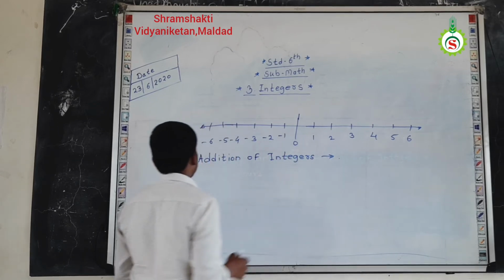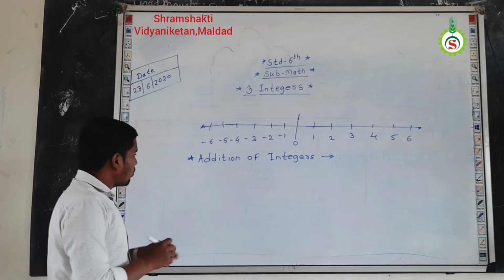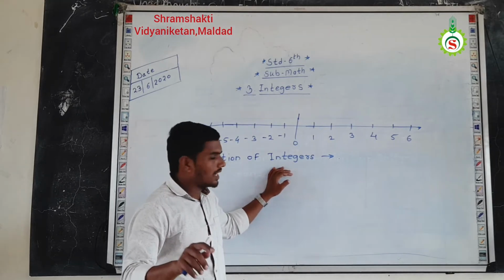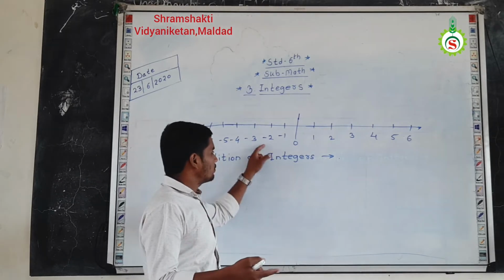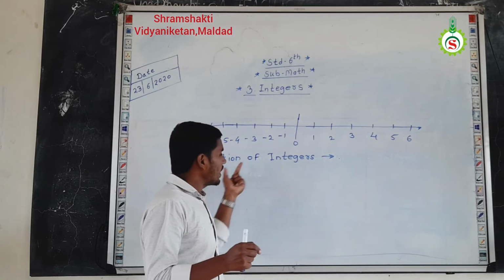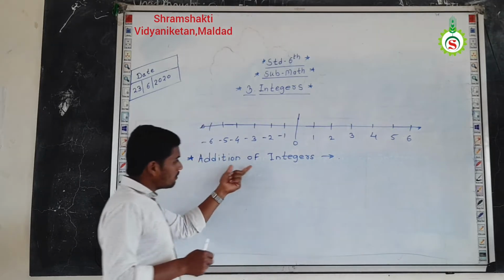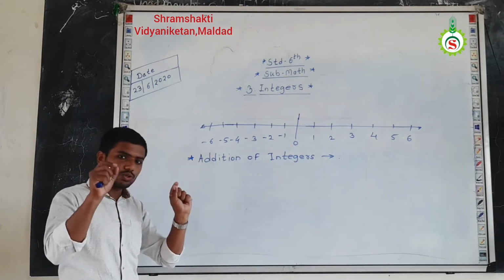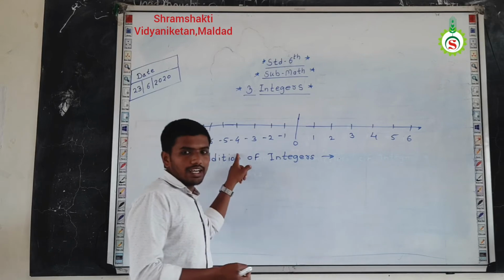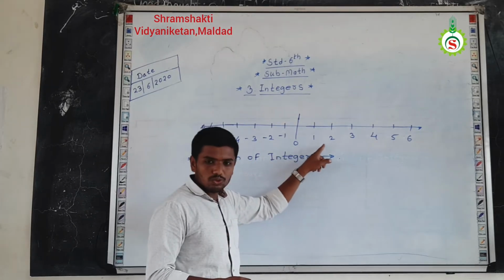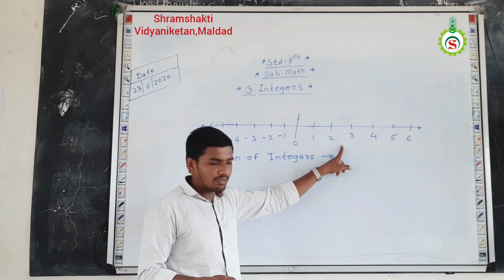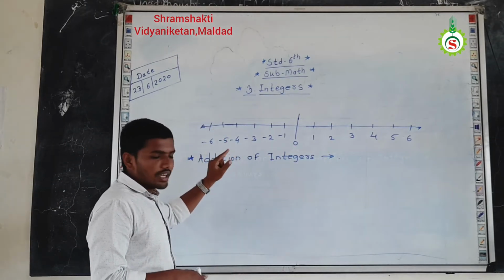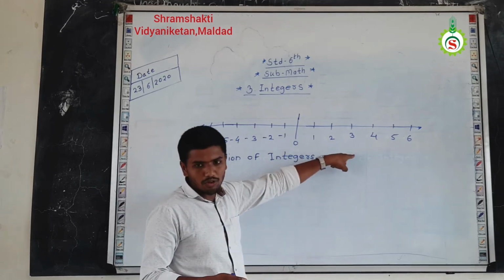So students, keep in mind one thing. For the addition of integers, there will be a sum rule, and that rule you will understand when we take the examples of addition of integers. Integer means positive numbers and negative numbers. That means you have to do the addition of positive and negative numbers, or positive and positive numbers, also positive and negative, and also negative and positive numbers.